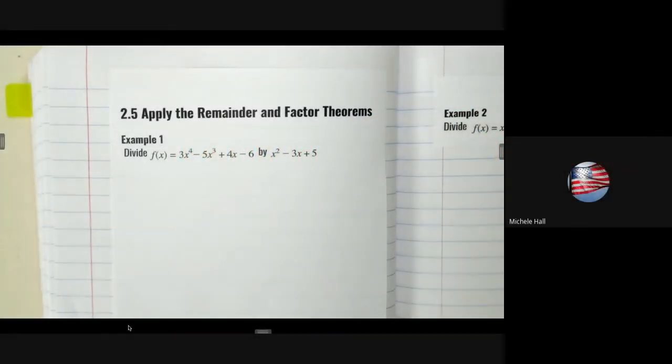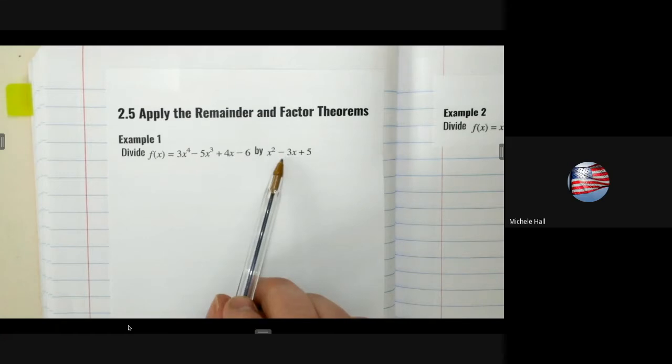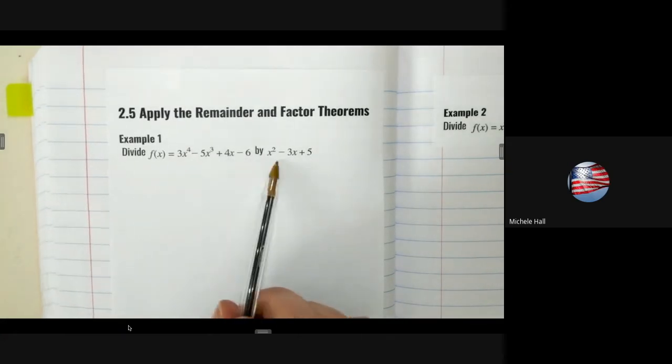1.5, apply the remainder theorem and the factor theorem. Example 1, we need to divide this polynomial by this quadratic. So we're dividing the first by the second.